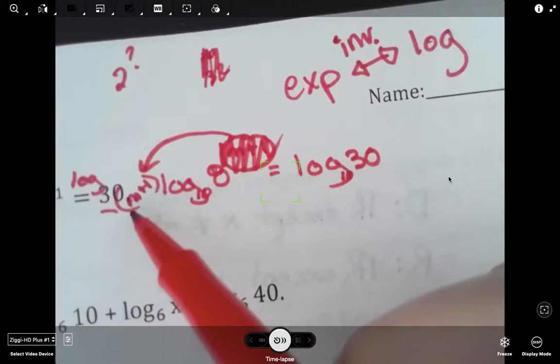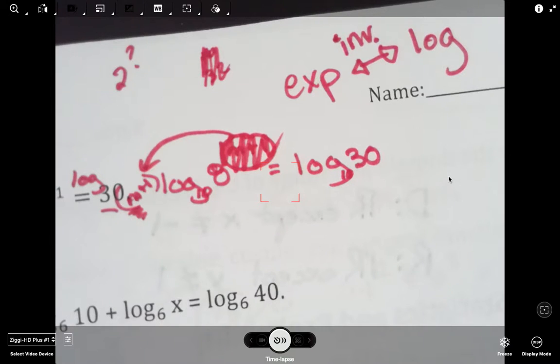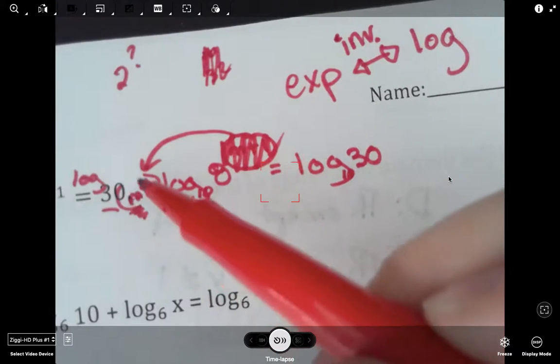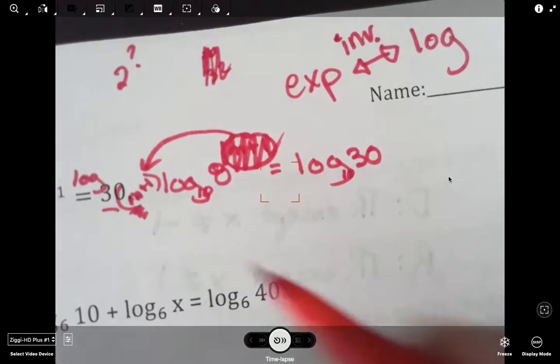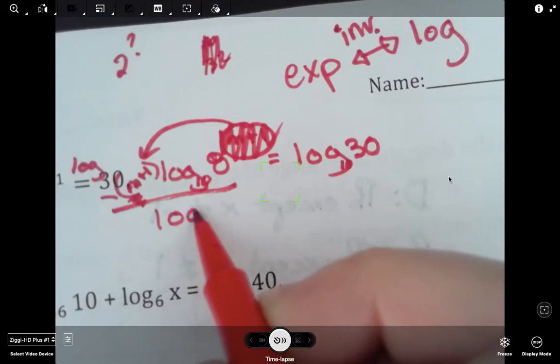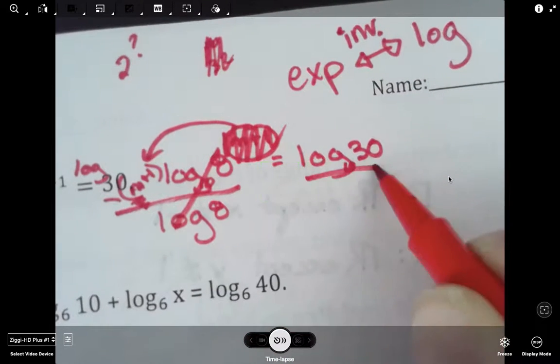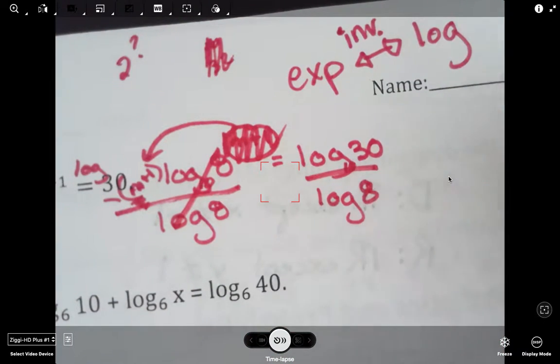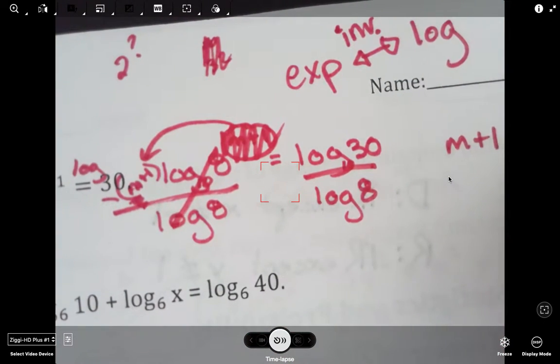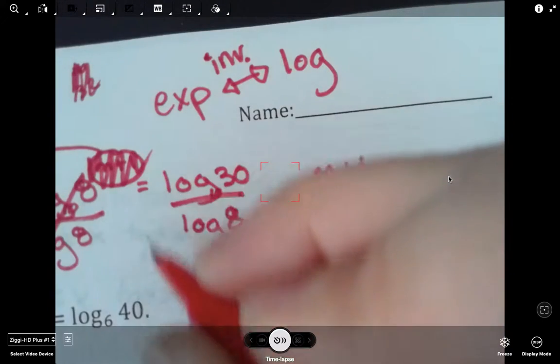I want to solve for m. I want to get that m by itself. You can't subtract 1 yet. Divide by log 8. We're going to kick him out of there because this is multiplied, right? We're going to divide by log 8 to get him to go away. So I've got m plus 1 equals log 30 divided by log 8.